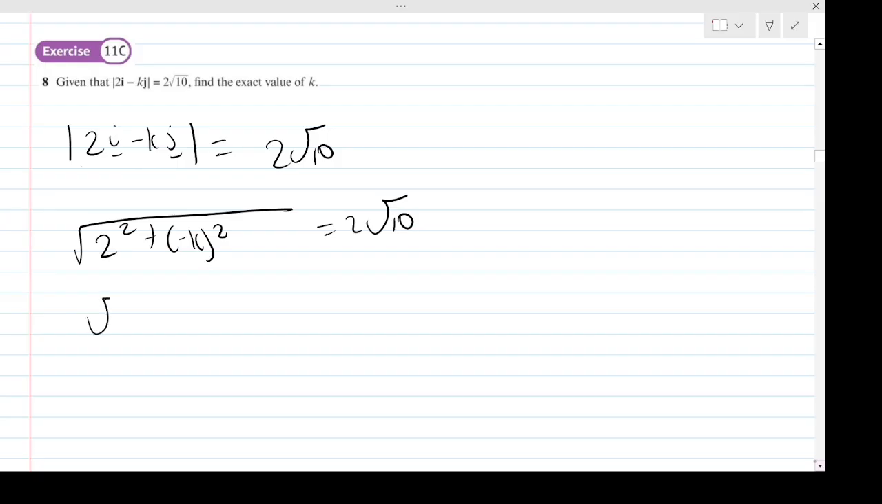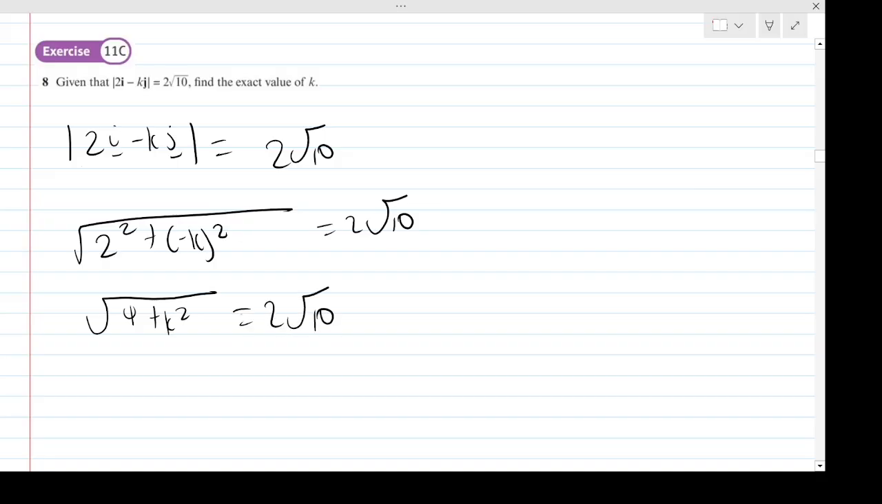Okay, cool. Now we can simplify the square root inside. So 2 squared is going to be 4, and then minus k all squared is just going to be positive k squared, right? Again, minus k times minus k. Well, the negatives cancel because negative times negative becomes a positive. So we get positive k squared. I know it might be a bit of a moot point, but I do want to clarify and emphasise that. It might be basic algebra, but don't get tripped up on it. So 4 plus k squared is going to be 2 root 10.